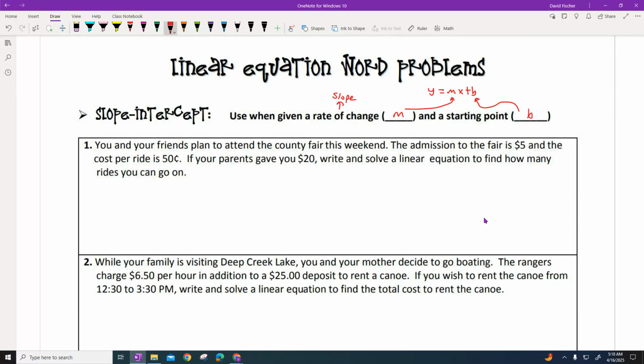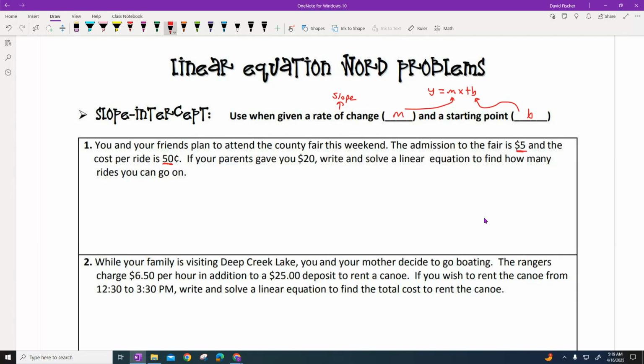So here we go. You and your friend plan to attend a county fair for the weekend. The admission for the fair is $5. So in my head I'm thinking, well, how often do I pay that $5? Admission means you pay $5 to get in. And then you pay 50 cents per ride. And then your parents give you 20 bucks to ride. So now we're supposed to write and solve a linear equation on how many rides I can go on.